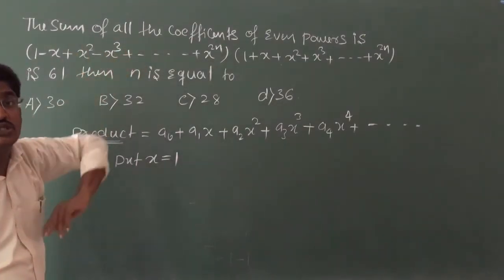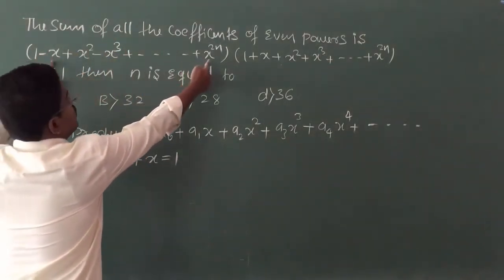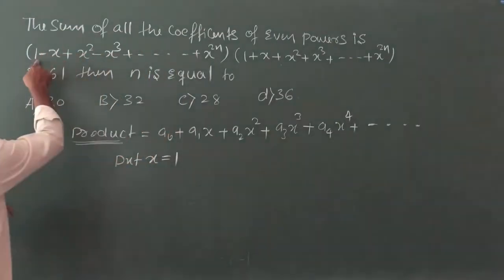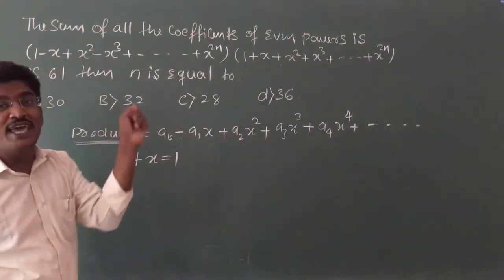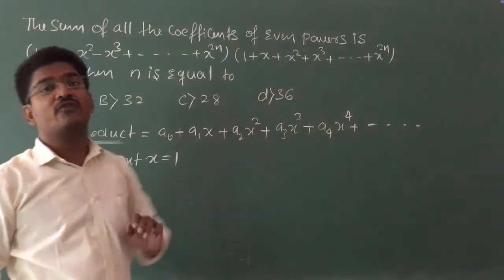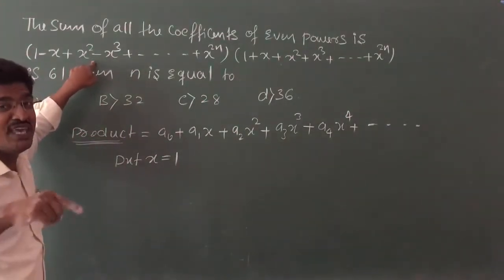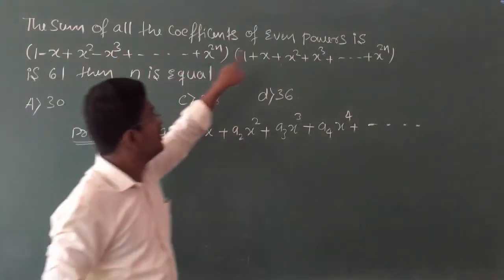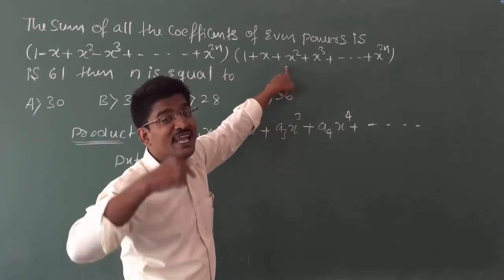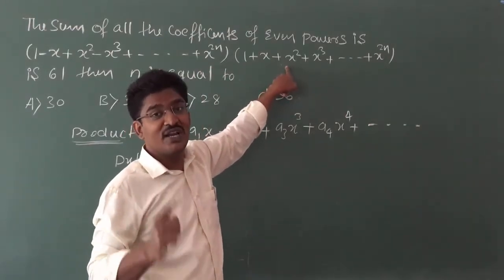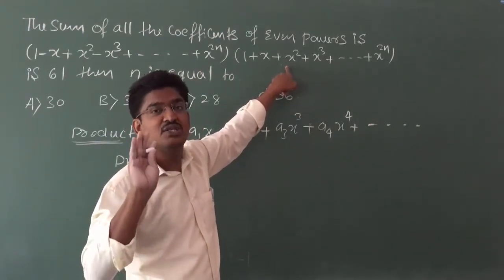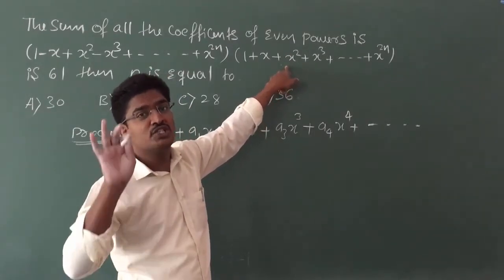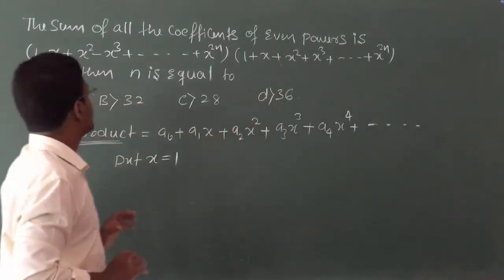That means you see, these are 2n elements and plus 1. Totally there are 2n plus 1 number of elements. In this there are 2n plus 1 number of elements. In this also there are 2n plus 1 number of elements. Are you getting my point? 2n means even, plus 1 means odd. That you have to know. Clear? Okay, no problem.